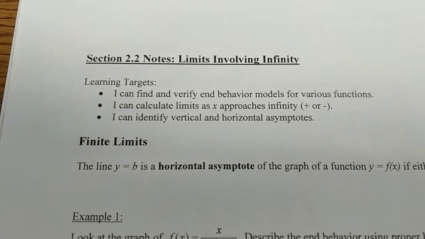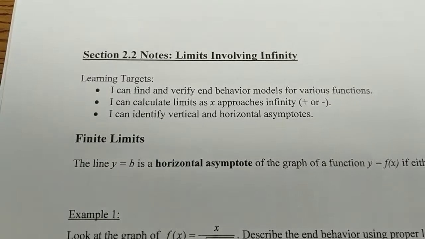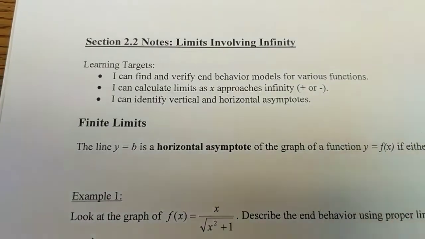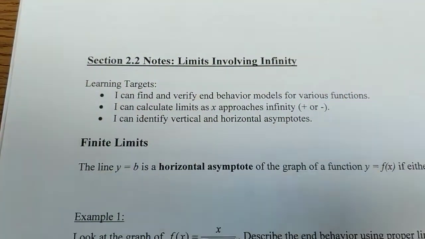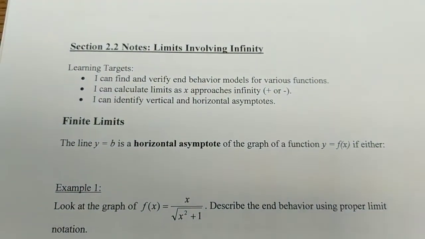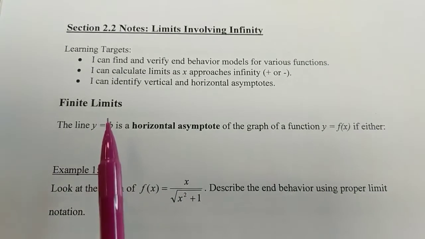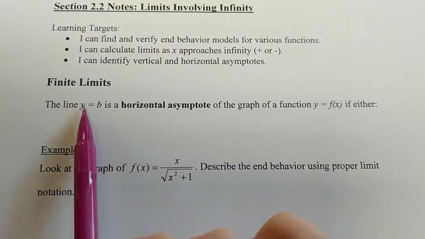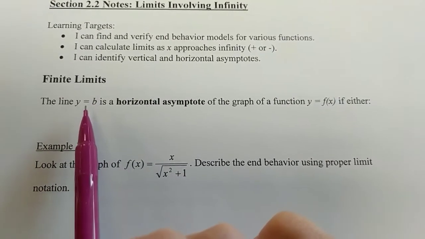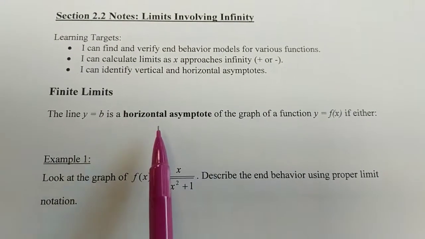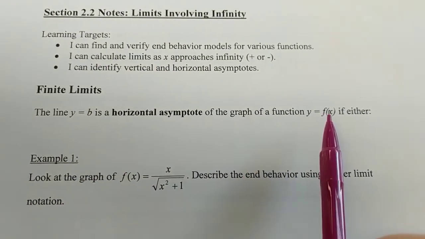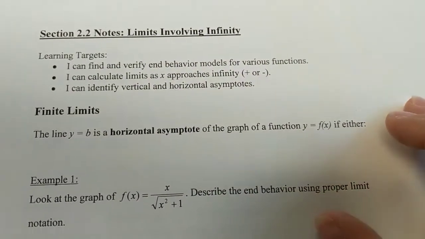Today we're talking about section 2.2, which is limits involving infinity. So the first ones we're going to talk about are finite limits, which means they have an actual limit, a value. And so it says the line y equals b, which you should recognize is just a horizontal line, is a horizontal asymptote of y equals f of x if either of the following occur.